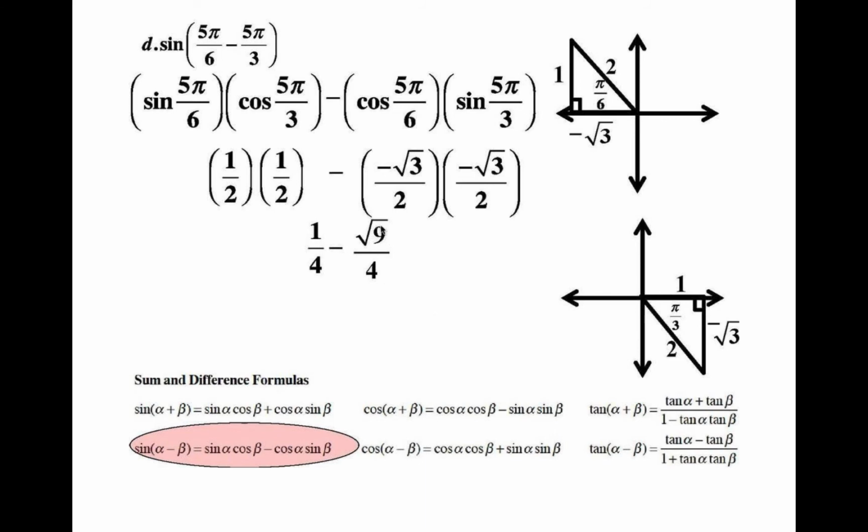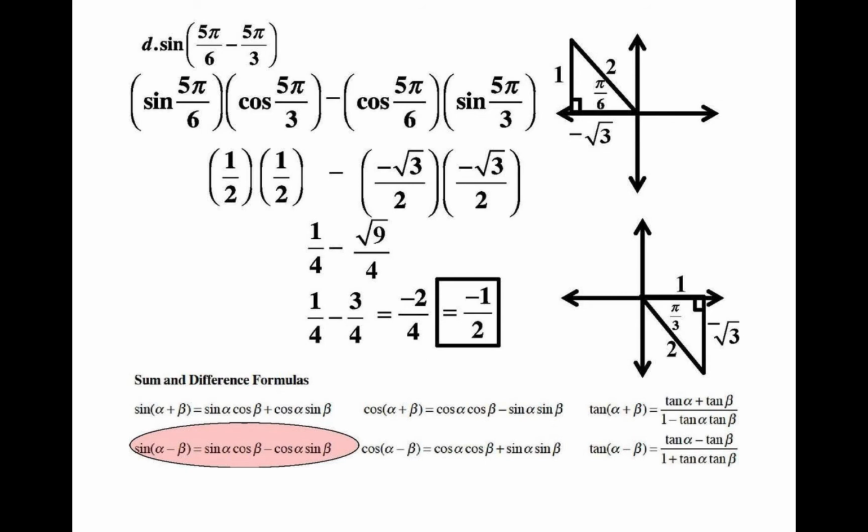Notice the square root of 9 is 3. So I could write this as 1/4 minus 3/4 because the square root of 9 is 3. Notice you have a common denominator. I can subtract these fractions. So 1 minus 3 would be a negative 2 over our common denominator 4. And then I can reduce that fraction to get negative 1/2.